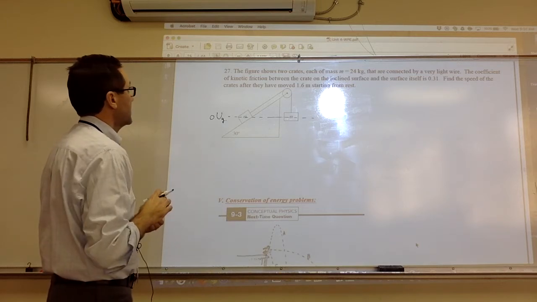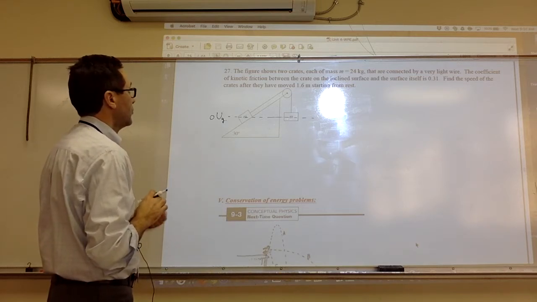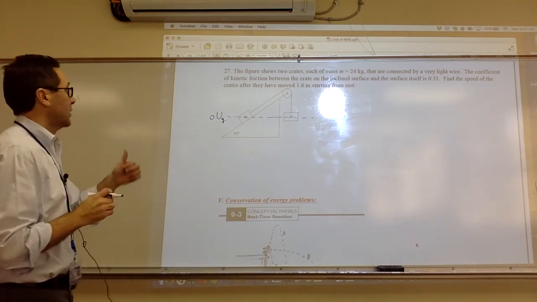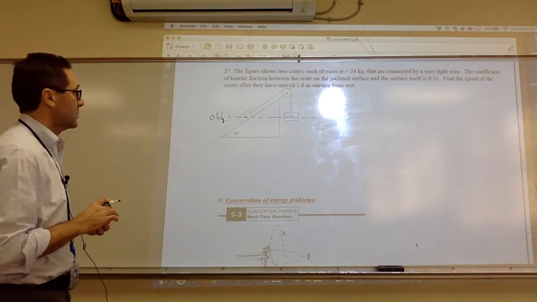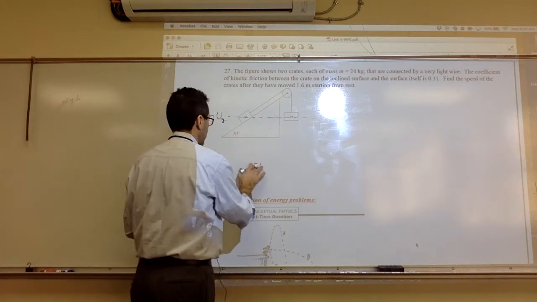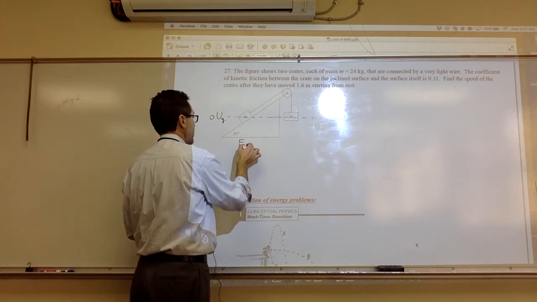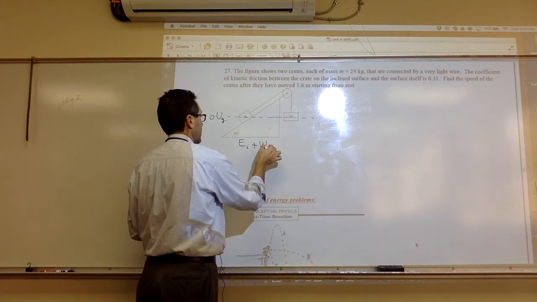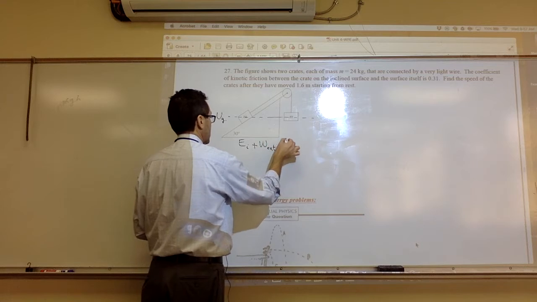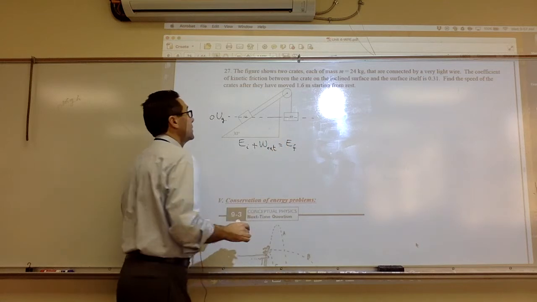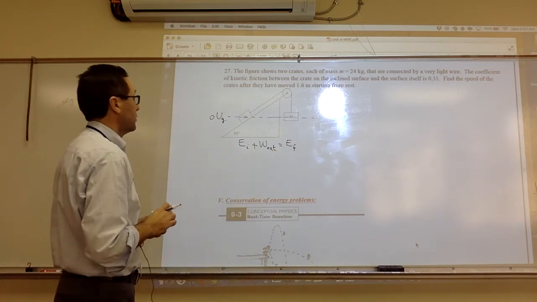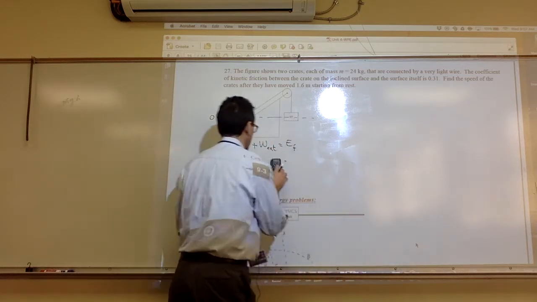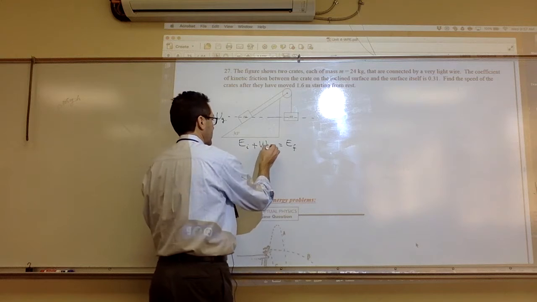Now we need to find the speed of the crates after they have moved 1.6 meters starting from rest. So I'm going to pick my system to be Earth and the 2 crates. Let's see if we can write the work-energy theorem here: initial energy plus any work done by external forces equals energy later. The only work done by external forces here is the work done by friction.